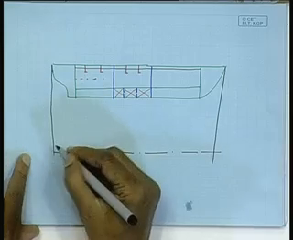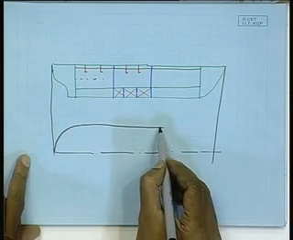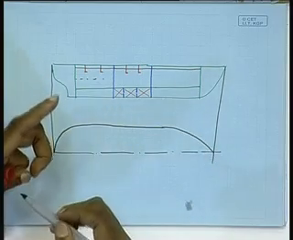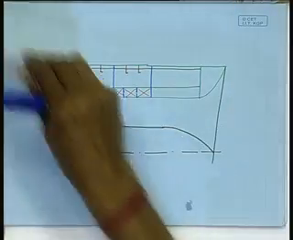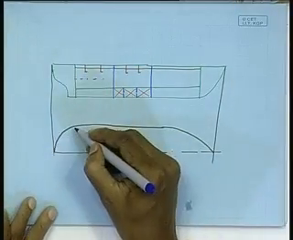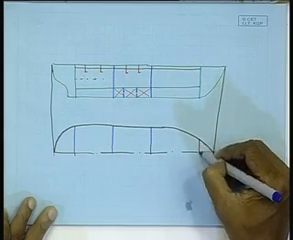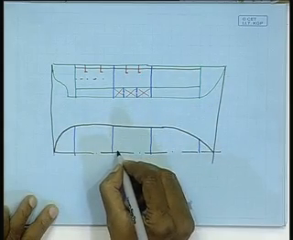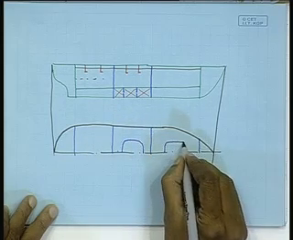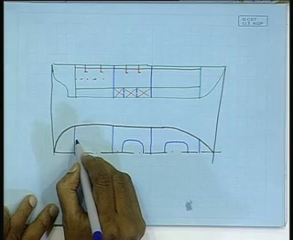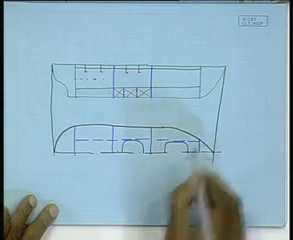So that will be better visible in a plan view. If I draw the deck plan, suppose this is my, let us say these are the bulkhead positions, and this is my deck plan. You have the hatch openings here, right. This is the hatch side girder running like this, right.